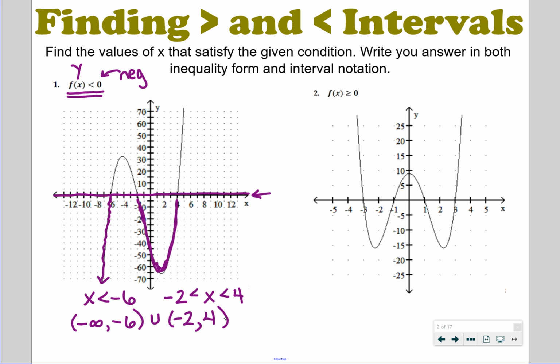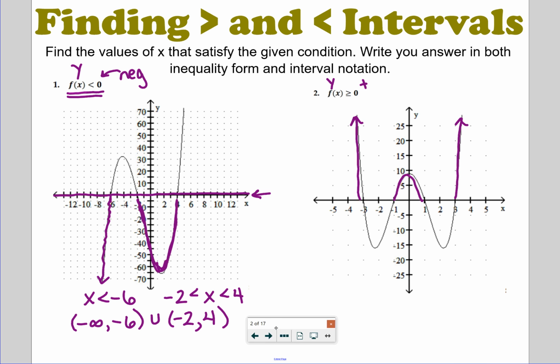Okay, let's look at the next one. Here we want to know when my function, my y values, are greater than or equal to 0. So here we're looking for them to be positive. So the parts of this graph that are above the x-axis are here, here, and here. And again, we're assuming there's arrows on either side of that.